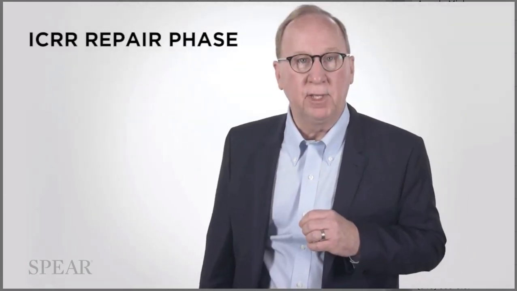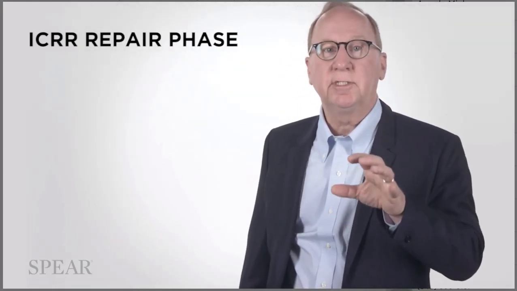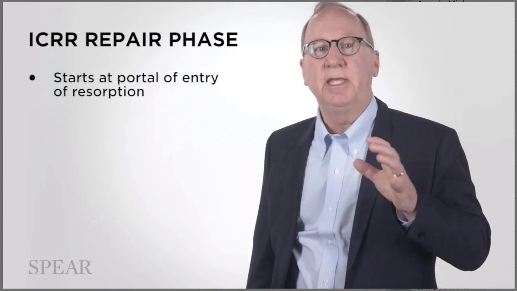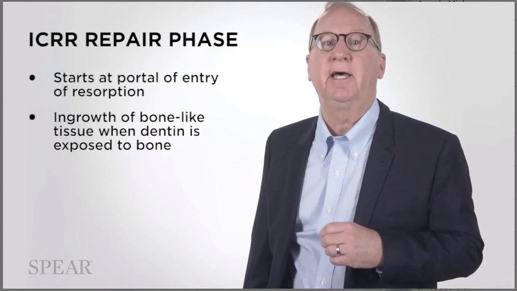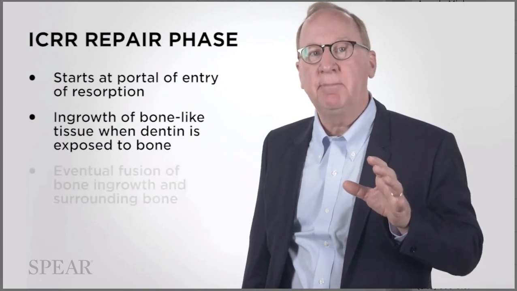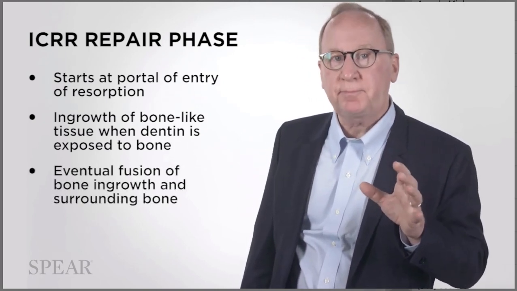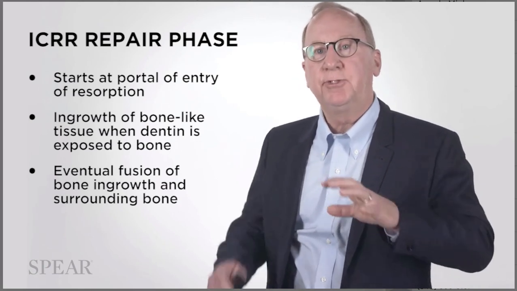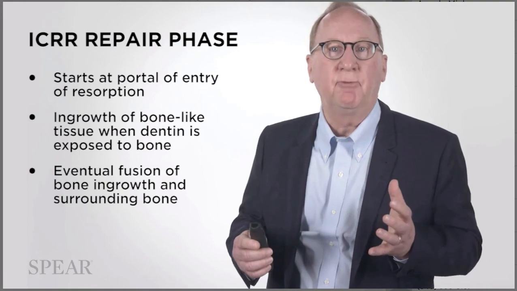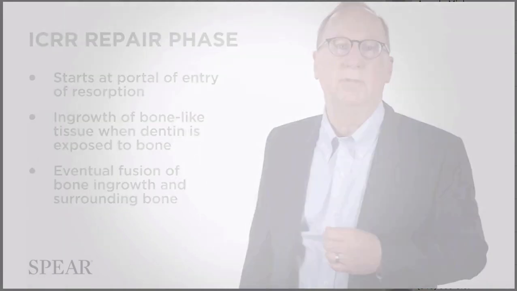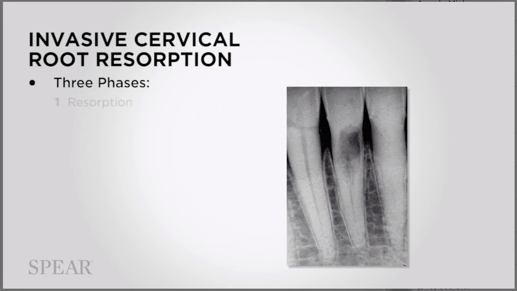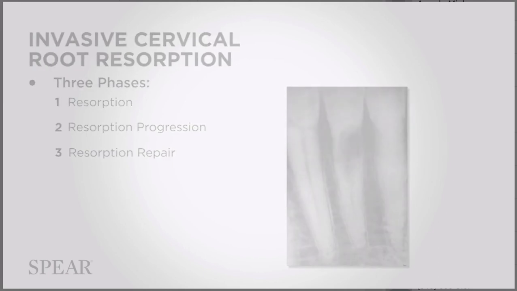There's a repair phase for invasive cervical root resorption. It starts at the portal of entry of resorption, and there's an ingrowth of bone-like tissue into the dentin. Over a period of time, eventually there's a fusion between the bone and the ingrowth of that surrounding bone. So it almost has a bony type of repair going on inside the root of the tooth. It breaks down into 3 phases. There's a resorption phase that we typically see. The resorption tends to progress over a period of time, and there is some resorption repair as that bone grows into the tooth. Is there ankylosis? Yes. Does the tooth remain there? Yes, and that's a really good thing too.